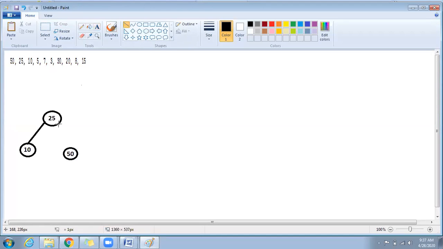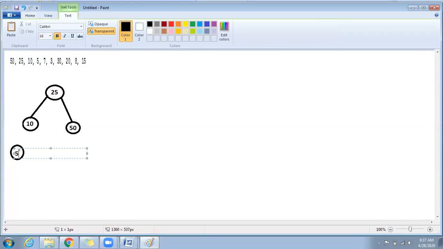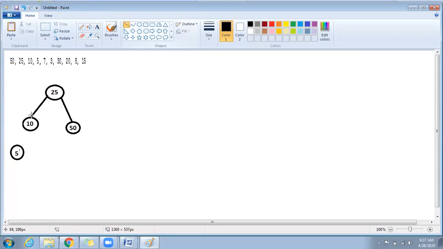Where should I insert 5? Left of 10. Okay, I'm just inserting 5 here. Is there any problem in any other node? No problem, right? And what about the next element? 7. Where do you have to insert? Right of 5. Very good. Just check for any other problem in any other node.